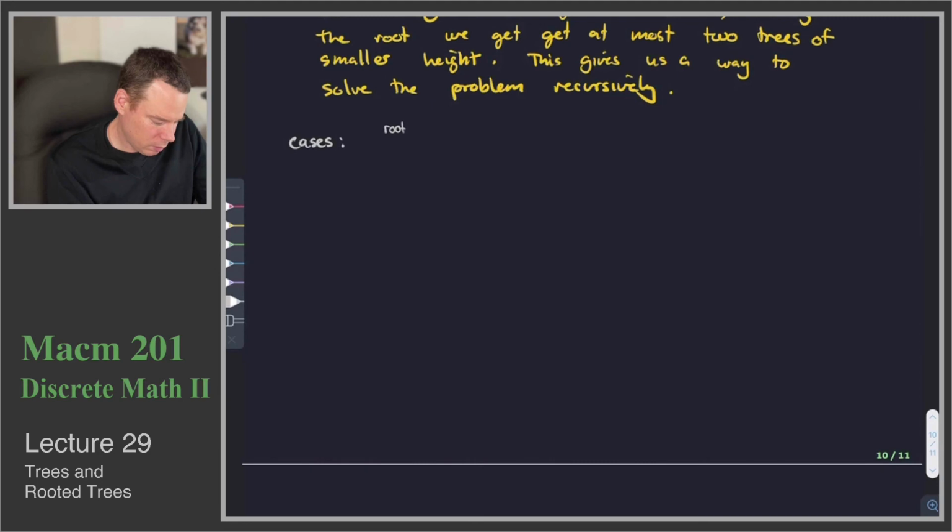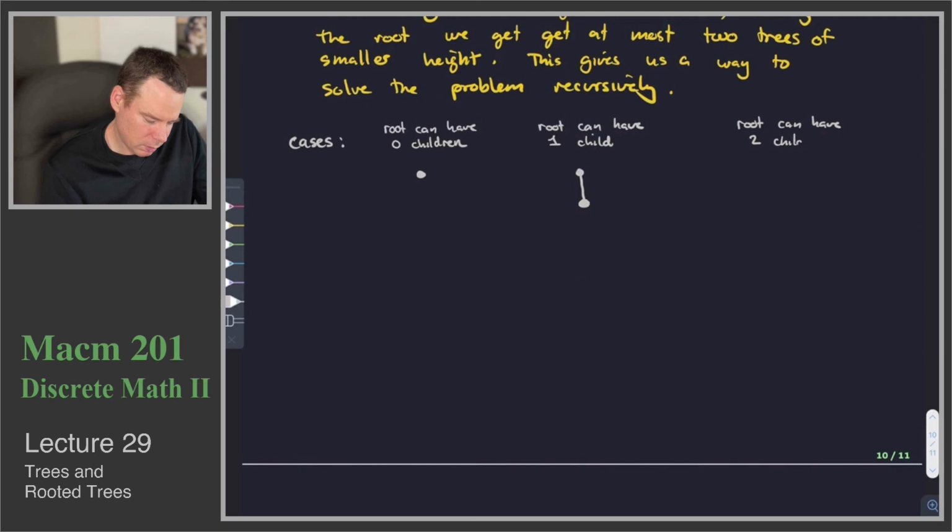Well, our root can have 0 children. It could just look like that. Our root can have 1 child. So it could look like this. Or our root can have 2 children. So it looks like this.